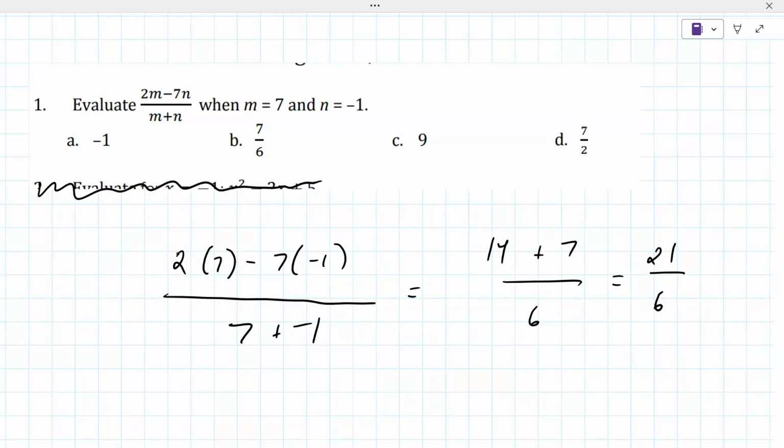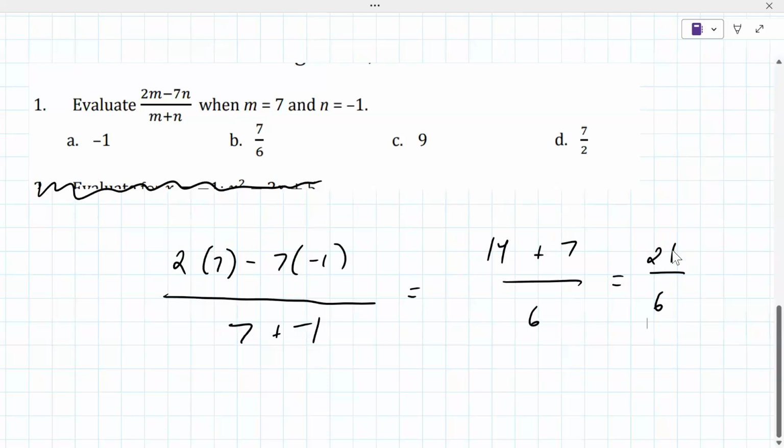If you want to change your answer, my guess is you didn't get a sign right here. 21/6. So would that be? Well, you reduced both. Did you get 21 over 6? No, I got 7/6. Okay, so B. There's the issue here. 2 times 7 is 14. Minus 7 times minus 1 is positive 7. Oh okay, that's what I did wrong.